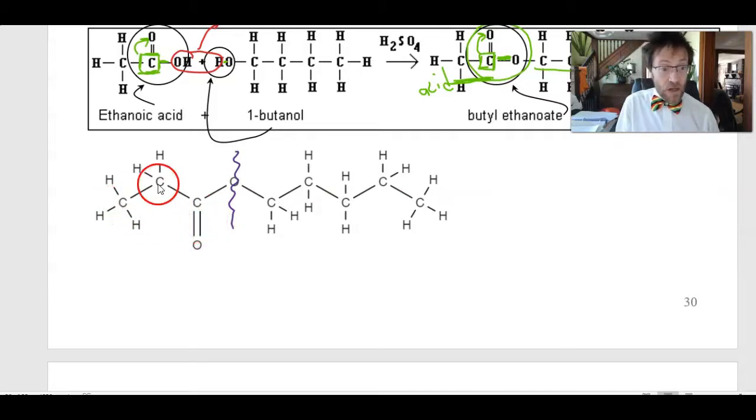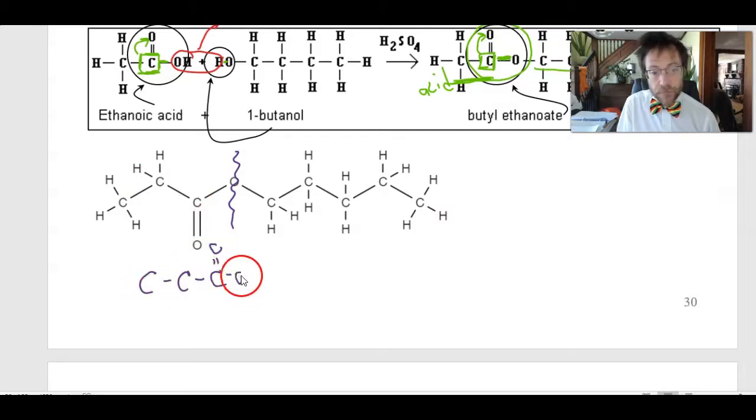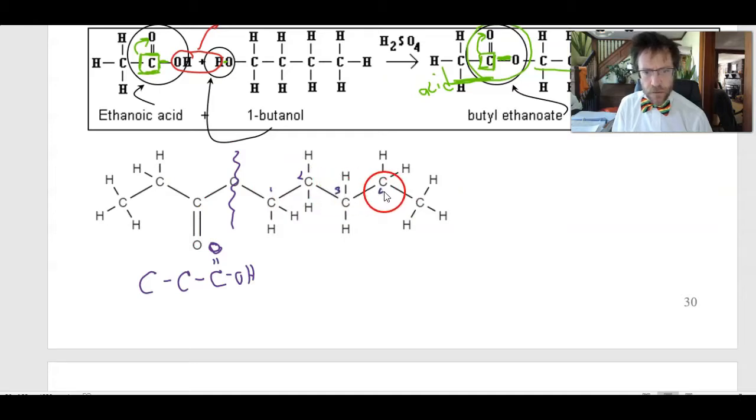So it must be a 1, 2, 3 carbon acid. Because the double bonded oxygen comes from the acid. Now over here, this is going to be our alcohol. So how many carbons are in this one? We got 1, 2, 3, 4, 5. So this will be a 5-carbon alcohol.